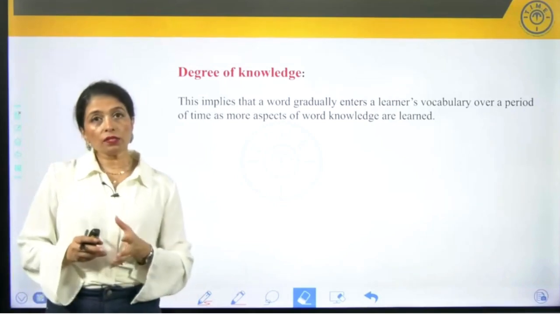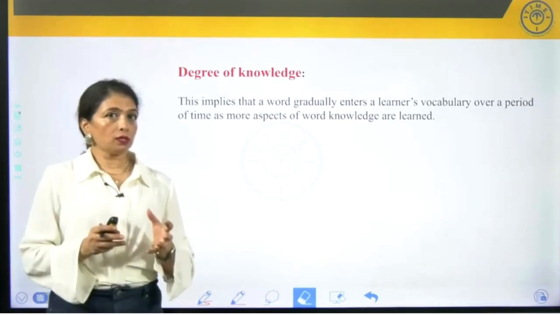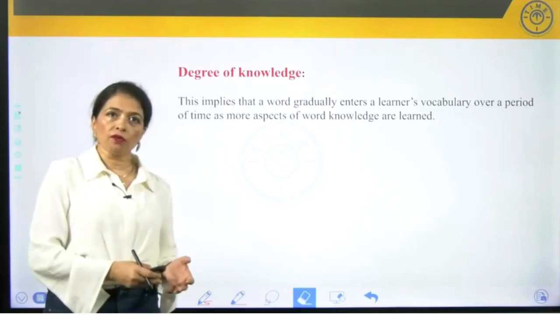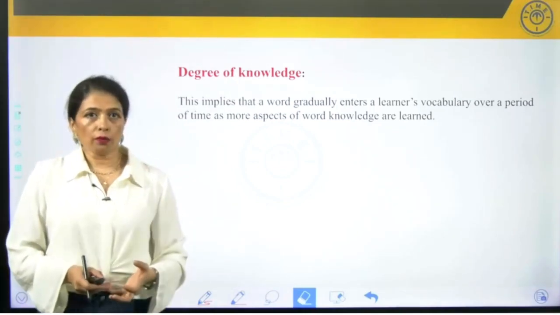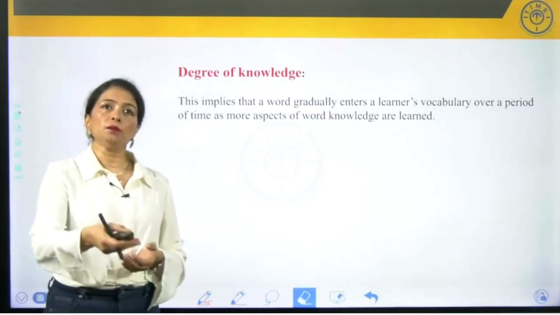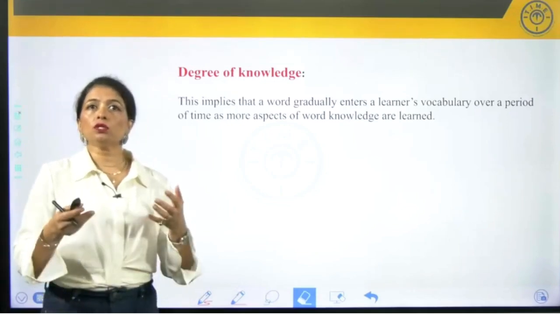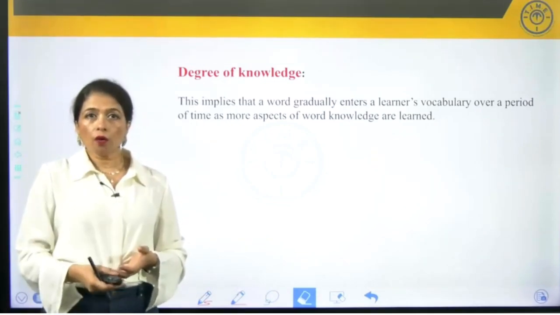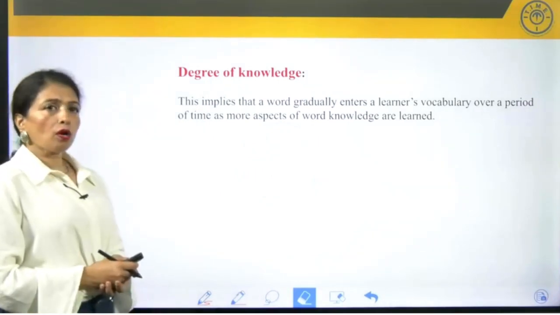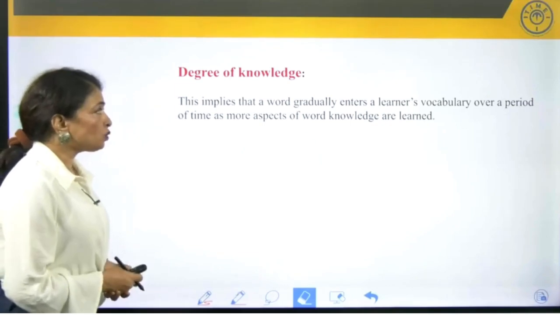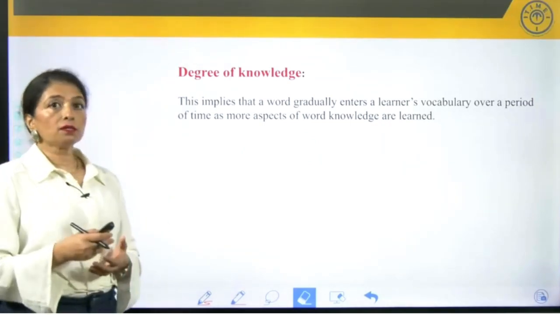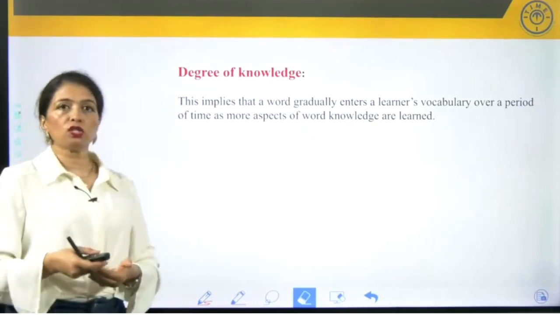Now, after this, we'll also get to know what degree of knowledge is. You understand that, be it receptive or productive vocabulary, any number of words that we are either aware of or that we keep learning in the process constitute knowledge. And so, we now need to understand the degree of knowledge that we possess. Degree of knowledge implies that a word gradually enters a learner's vocabulary over a period of time as more aspects of word knowledge are learned.